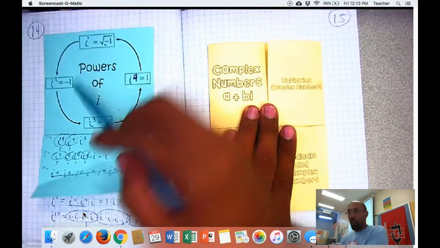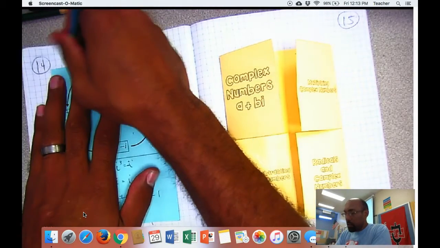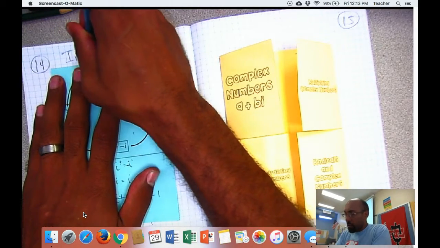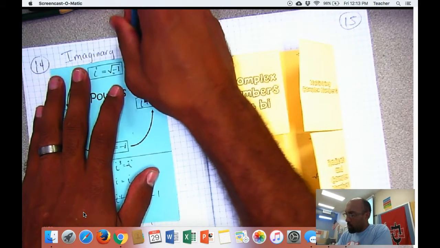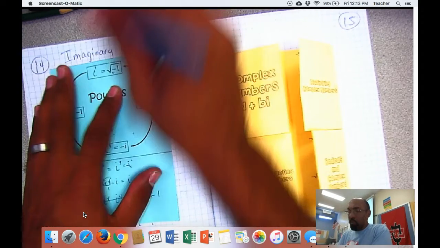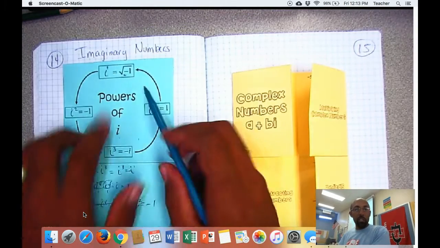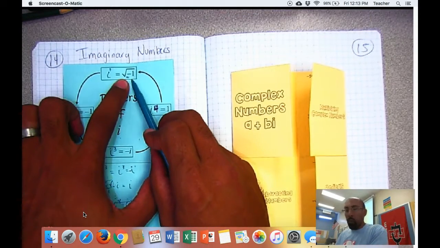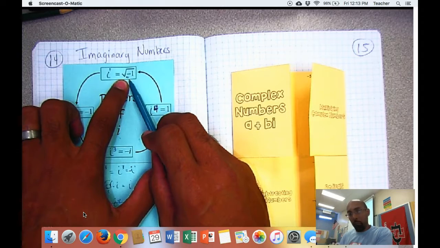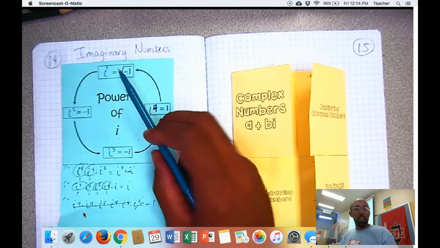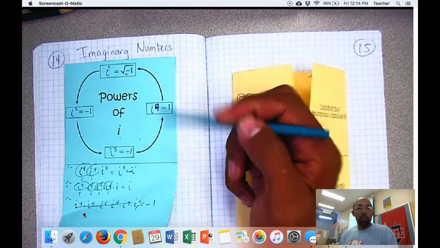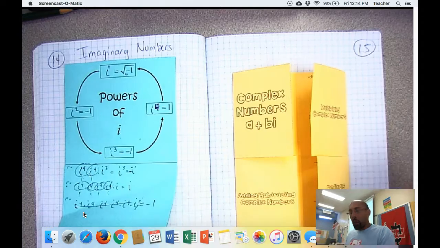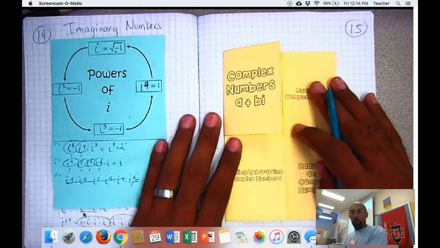Remember, powers of i, we could actually title this imaginary numbers. And again, the reason it's even called an imaginary number is because the very root of this is the square root of -1. And remember, traditionally when we say we have a negative radicand, we can't take the square root of it. So then we have to have a different method of solving that. Okay, so going over to complex numbers.